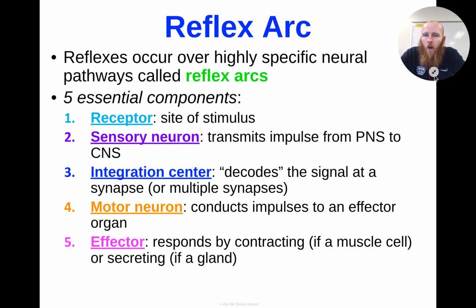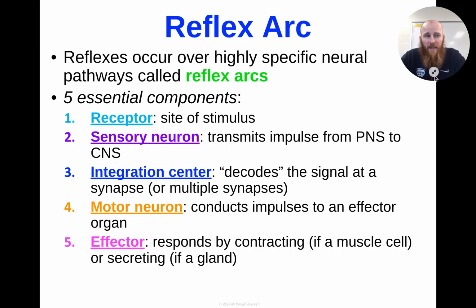And then we're going to finish our conversation on the nervous system by going through the 5 essential components of what is actually happening to make reflexes occur so quickly. They are very highly specific pathways. We call them reflex arcs. It's going to have a receptor, which is the initial site of the stimulus. Again, these are going to be specific to various types of stimuli. Sensory neuron is going to transmit that impulse from the peripheral nervous system wherever it was received to the central nervous system.